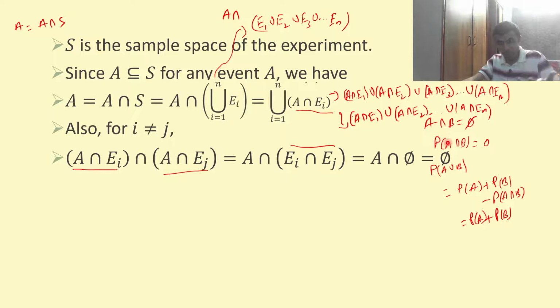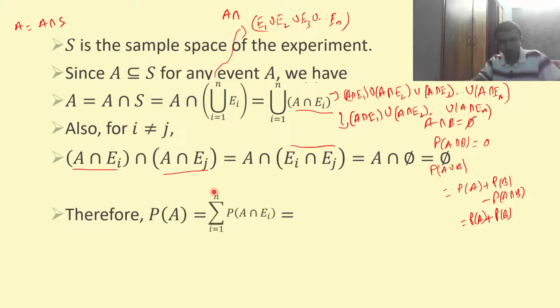Now if you use the concept that P of A intersection B is 0 means P of A union B is P of A plus P of B, then P of A is nothing but the sum of probabilities of A intersection Ei. Why did this happen? The logic is simple. P of A union B is P of A plus P of B when A and B are mutually exclusive. But here A intersection E1, A intersection E2, A intersection E3, A intersection En all are mutually exclusive. So probability of A is nothing but probability of this.